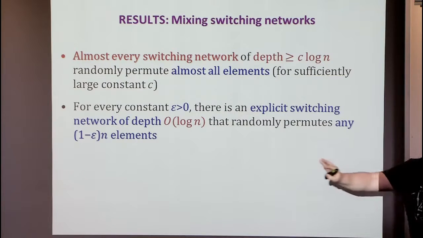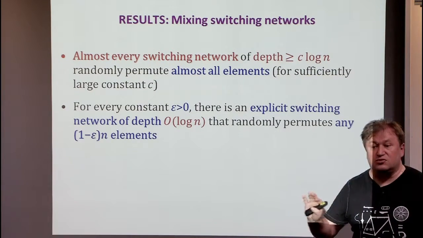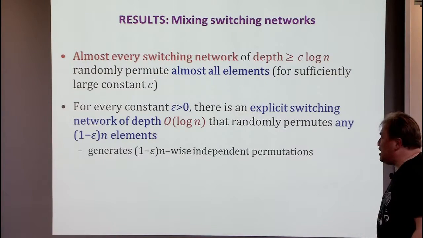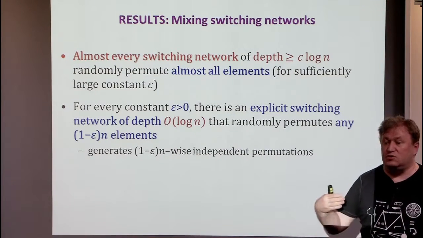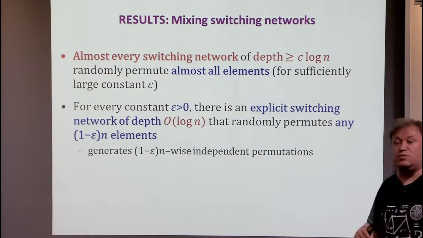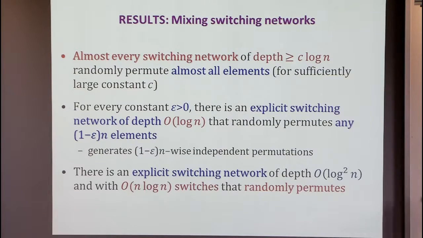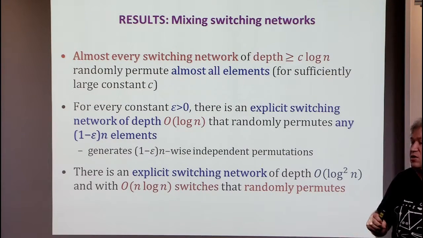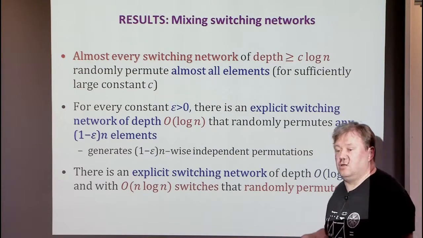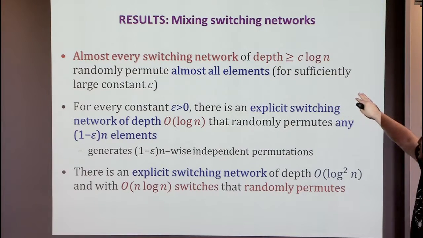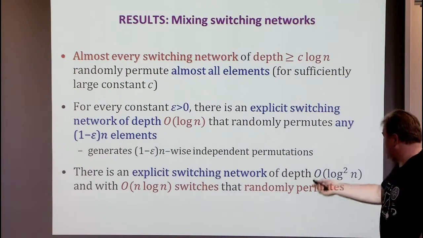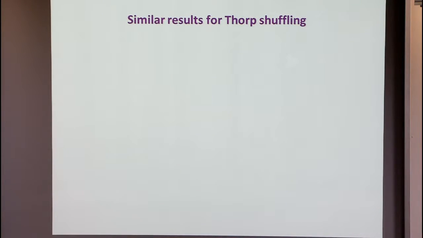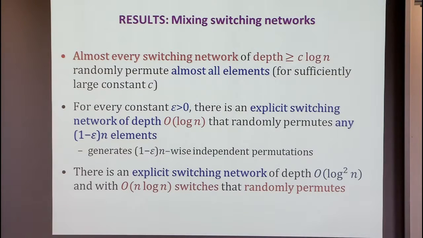So one thing is that this is true for almost every network, and the second one is that we can construct such networks. And then, if you like k-wise independent permutations, the result is that you are generating (1 minus epsilon) n-wise independent permutations. And then using this, it's not difficult to show that there are switching networks that in total will have n log n switches and will randomly permute all the elements. So once you have the claim for 99%, you can extend it to all elements, but the depth is increased. At least I don't know how to not increase the depth. That's the polynomial error always, is it? Yes. So the error is always polynomial.